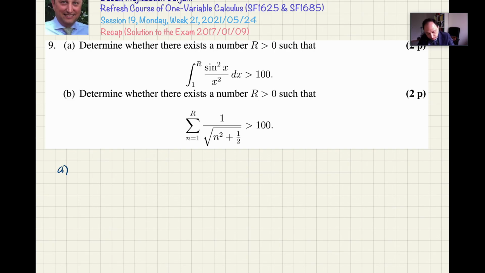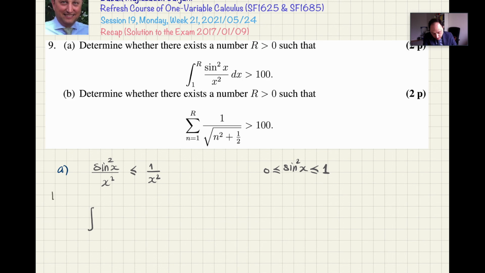Okay, so I hope that you agree with me that sine squared x over x squared is less than or equal to 1 over x squared. Yes, do you agree? Because we know that sine squared is always greater than or equal to 0, but it cannot be bigger than 1. So the maximum value of sine squared is this.